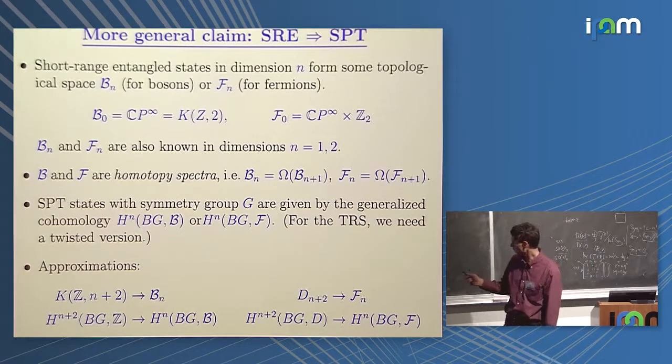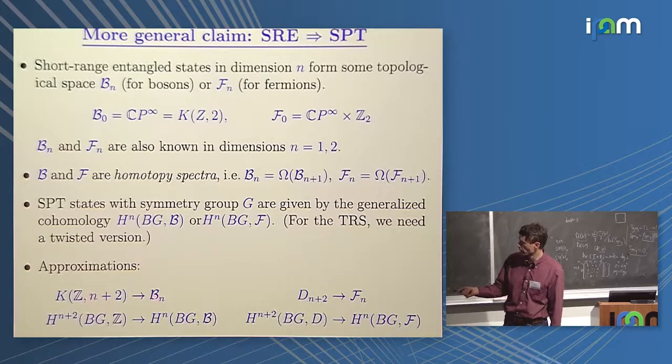Now, the answer is this. If we know the spectrum, then the SPTs with symmetry group G are classified by generalized cohomology in that spectrum. For the time reversal symmetry, unfortunately, it's complicated. We need a twisted version. And this answer is a generalization of some known approximations. There is a classification of bosonic or spin systems using ordinary group cohomology. And this approximation boils down to the existence of a map.